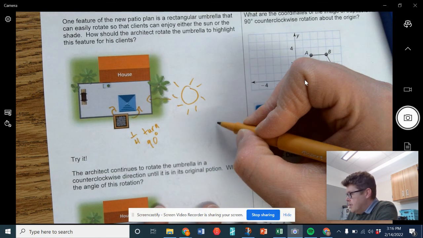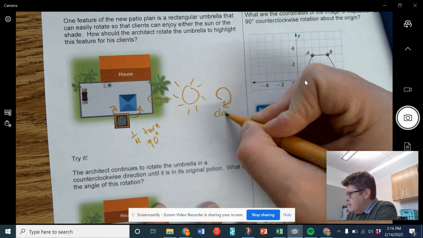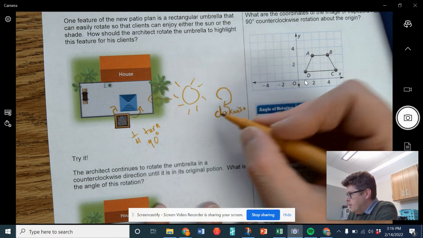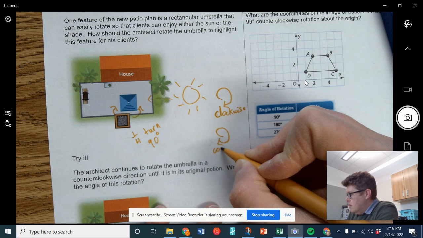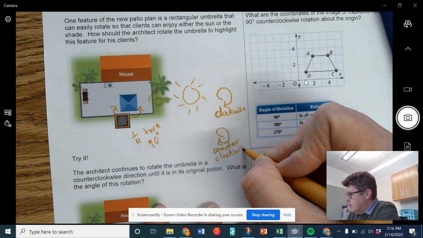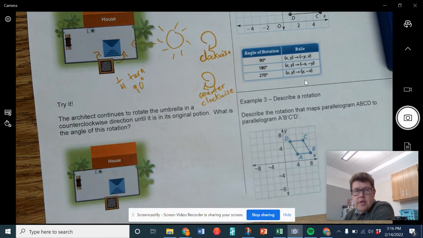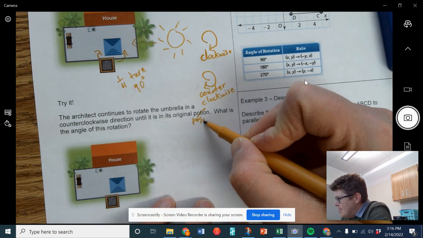Okay, so let's write that in here, right? Because that's the vocabulary we're going to be using. Okay, this is clockwise. I know it looks like a D. Sorry, and the other direction is counterclockwise. Okay, the opposite the direction of the clock. The architect continues to rotate the umbrella in a counterclockwise direction until it is in its original position.